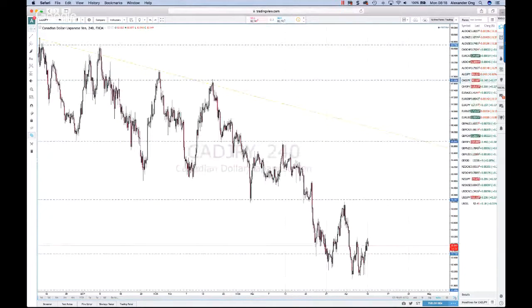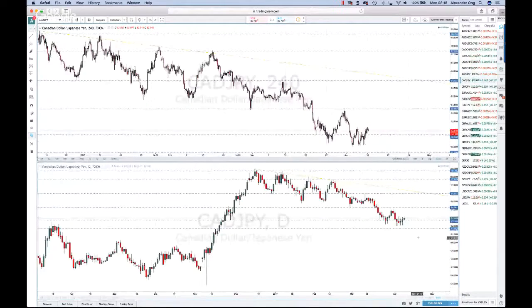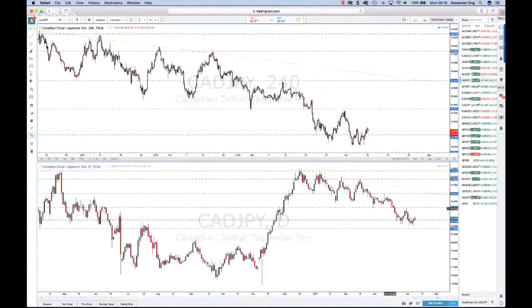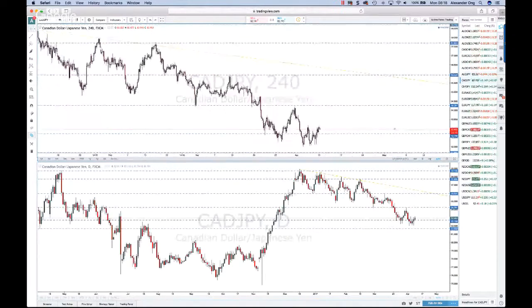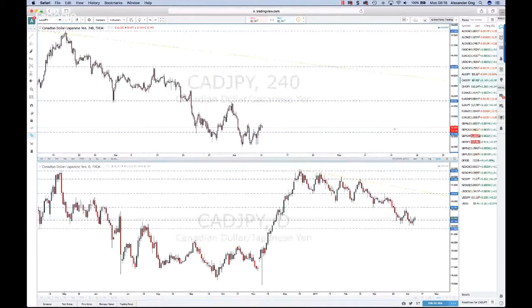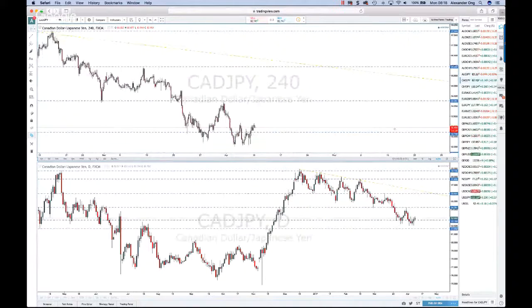CAD Yen. So this one here broke out a while ago. It is in a downtrend. The price action is a bit ugly at the moment, so there's no real place to trade. If you were forced to take a trade, you'd wait for the market to come back to 84.26 and take a sell from that area there. But at the moment, there's nothing on right now. Absolutely nothing.